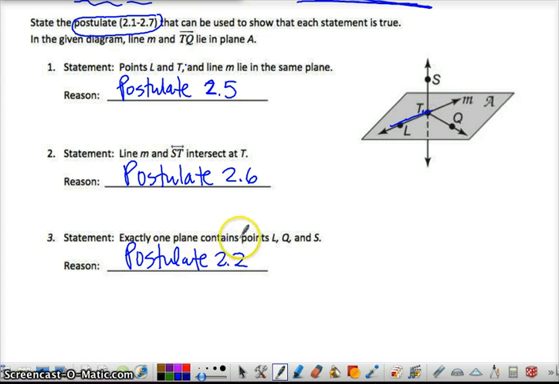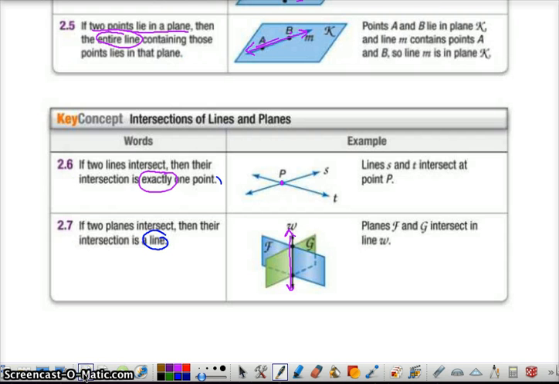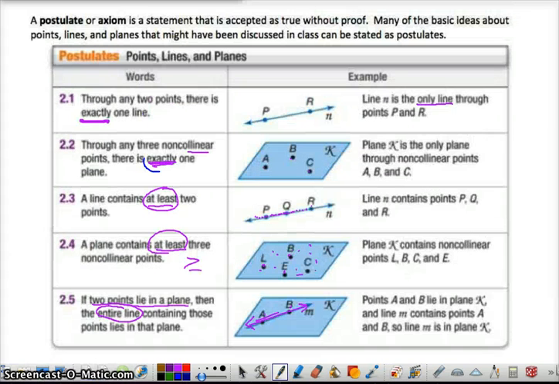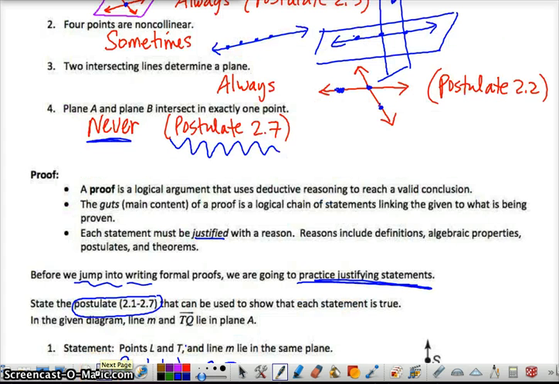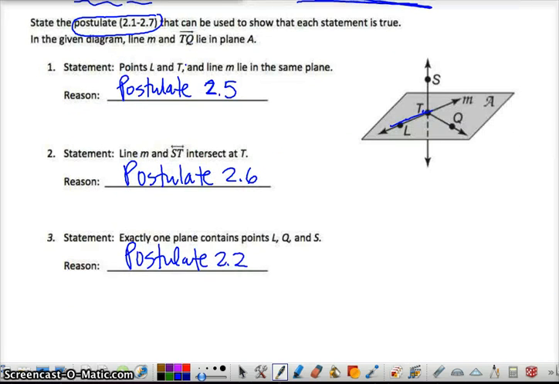Statement. Exactly one plane contains points L, Q, and S. So right there, there's my three non-collinear points. So I'm going to go back to the postulate that identifies what a plane is. So here, 2.2, through any three non-collinear points, there is exactly one plane. So that's what it says. Exactly one plane contains those 3 points. So there you have it.